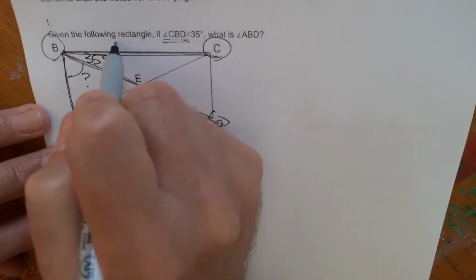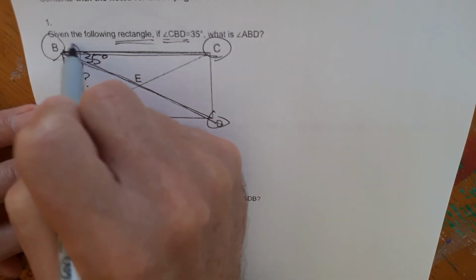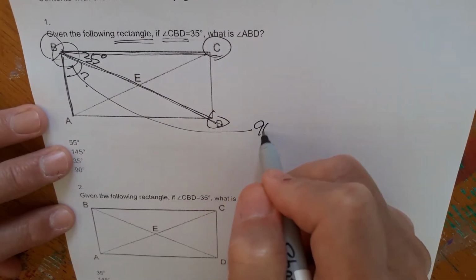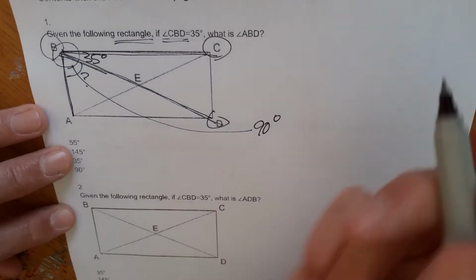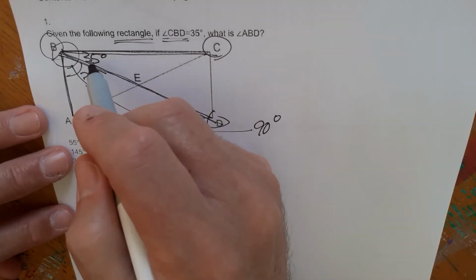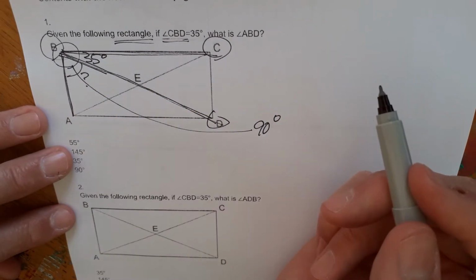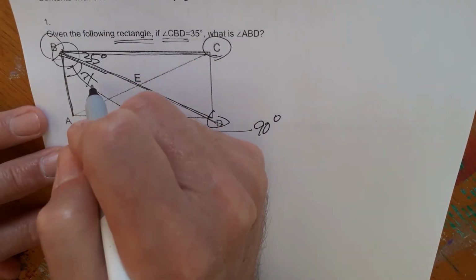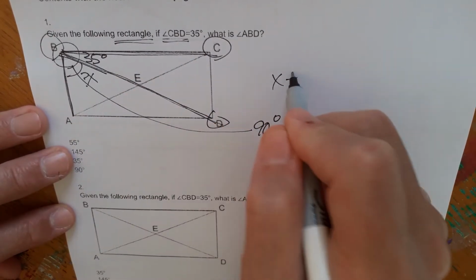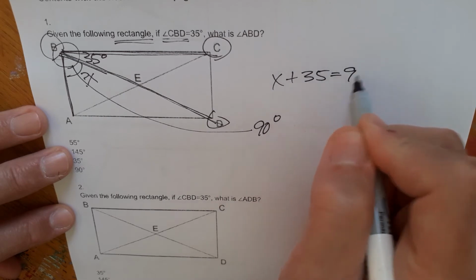Well, it says given the following rectangle, we know that this angle here is 90 degrees. If a piece of it's 35, then all we have to say is, what do we need to add to 35 to get 90? And you could say it like this: x plus 35 has to equal the 90.